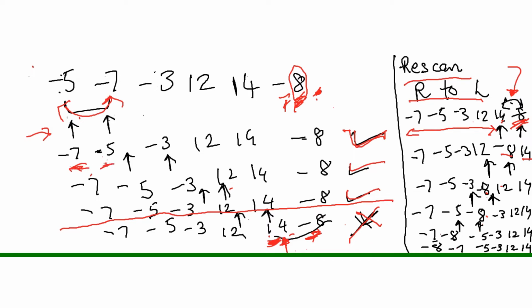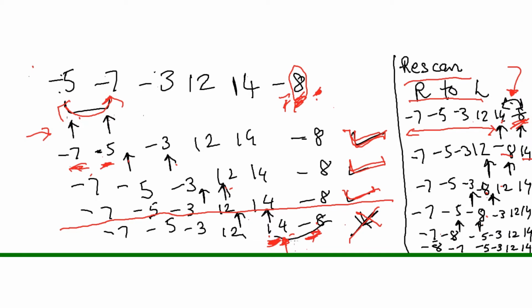This is corrected here. After correction, -5 and -3 are compared against, and they are at the right positions because left is less than right for ascending order, and the same holds true as we see for -3 and 12. The left number is less than the right number, and we also see that the same holds true for 12 and 14. But for 14 and -8, we have a problem because the number on the left is now greater than the number on the right.